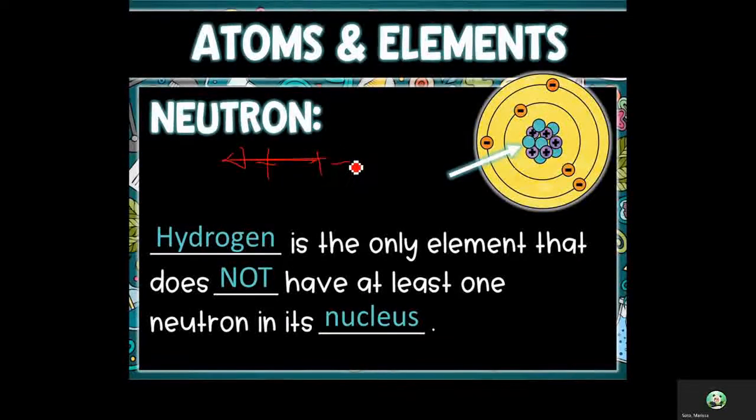And that the only element that does not have a neutron is hydrogen. It only has 1 proton, so it doesn't need a buffer with anything else. So it's fine with just its proton and no neutrons. All the other elements are going to have a neutron at least.